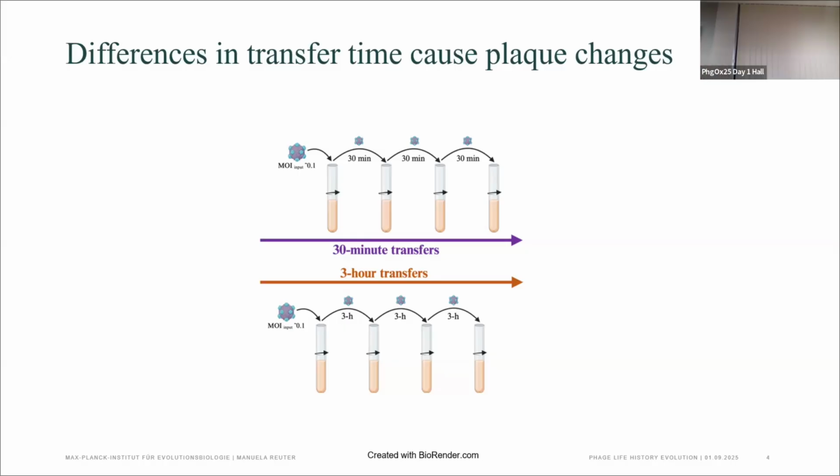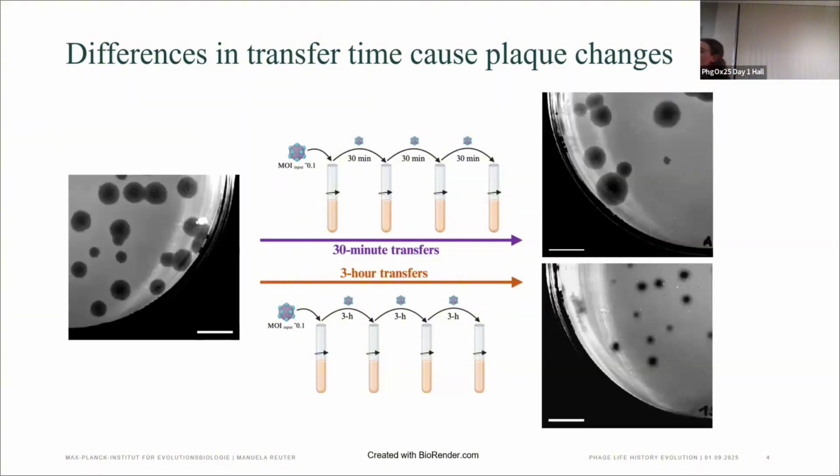When Phi-X174 lysate is plated in a plaque assay, it forms large clear lysis plaques. And our evolved mutants in both transfer regimes, after a couple of transfers, actually display opposing plaque phenotypes that are heritable. In the case of the 30-minute experiments, the plaque size increases by approximately 1.5 times, whereas in the 3-hour transfer experiment, we see a drastic reduction in plaque size. In both cases, approximately 20 generations are required to isolate those mutants.